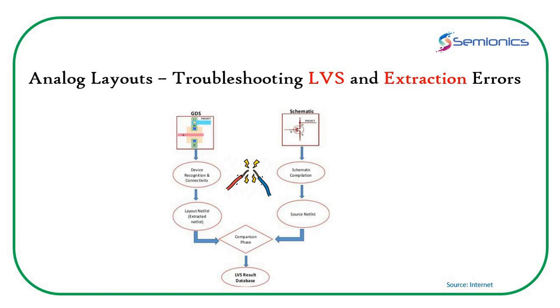But ideally, there are lots of things which go on in the background. As you can see in this picture, first device recognition happens for the layout, then connectivity extraction happens, and then the layout netlist is extracted. Likewise, for the schematic, schematic compilation happens, and then a source netlist is extracted. These two netlists are compared together to give you the LVS results. This is a little more detailed explanation.